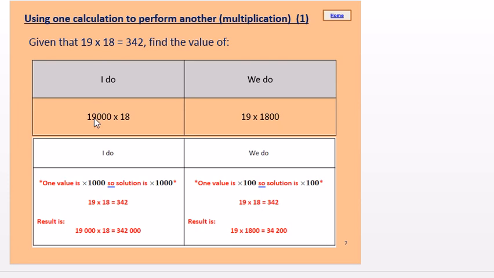Okay, so 19 times 1,800. Again, compare it to our base calculation. 19 holds the same value. 1,800 is 100 times bigger than 18. So our answer is going to be 100 times bigger than 342. So 342 times 100 gives us 34,200.